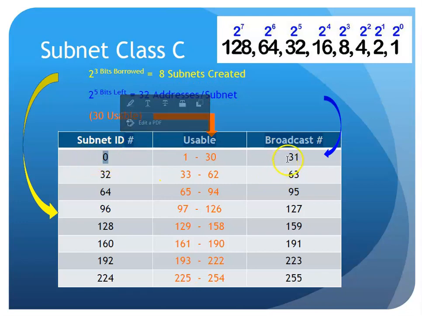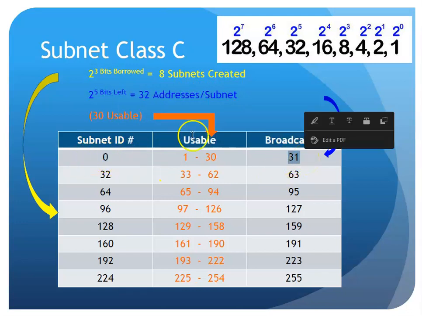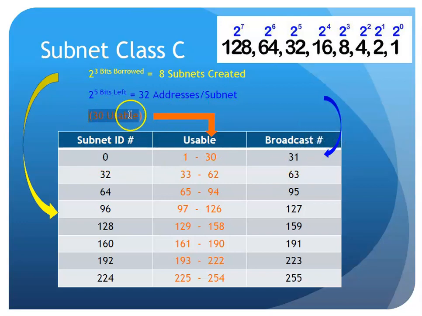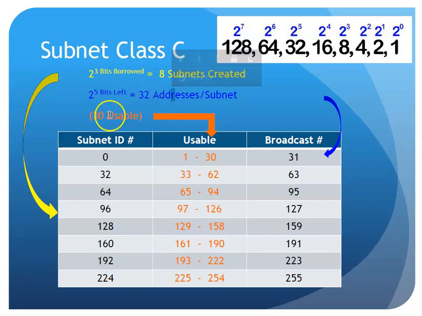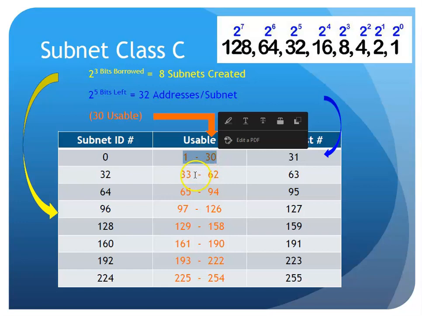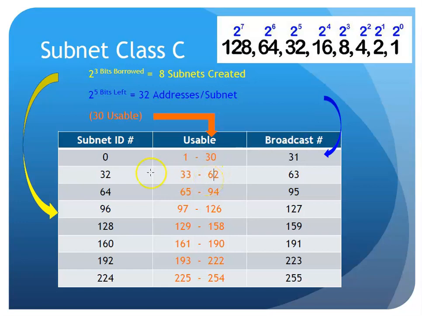0 to 31 is 32 numbers. And we also said that there would be 30 usable because we subtracted 2 from that. 32 minus 2 is 30. Here's my 30 usable numbers. 1 to 30 is 30 numbers. 33 to 62 is usable numbers. So all the planning we did before shows up in our chart now. That's why we did the planning.